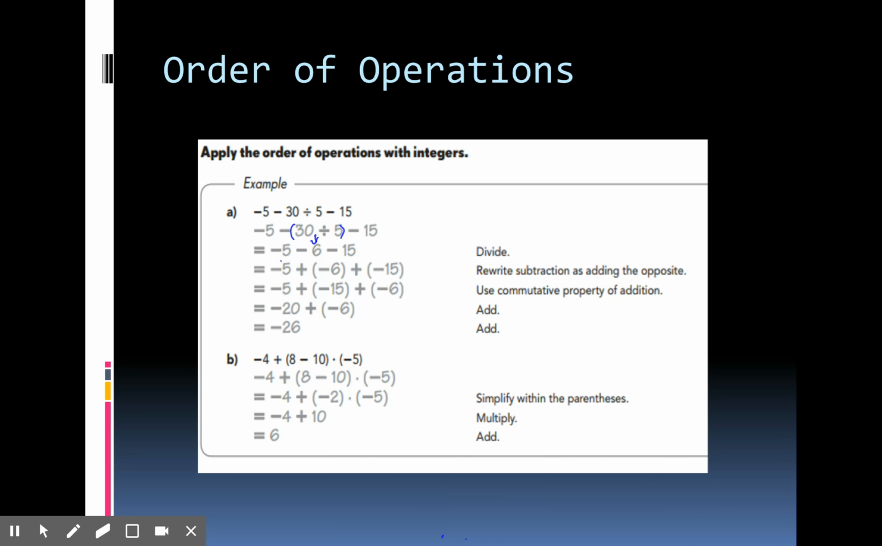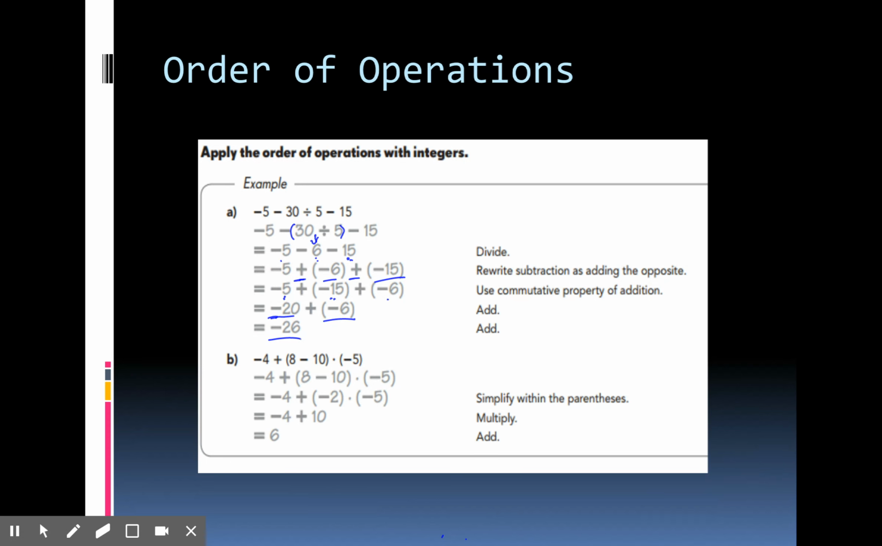So now you have -5 minus 6 minus 15. And we follow these rules and change those subtraction signs to addition. That +6 became a -6. Same thing, subtraction sign changed to addition, +15 changed to a -15. Here, I have all negative numbers, so I'm just going to add them all together. -5 plus 15 is 20, and I'm keeping a negative sign. -20 plus -6 is -26.